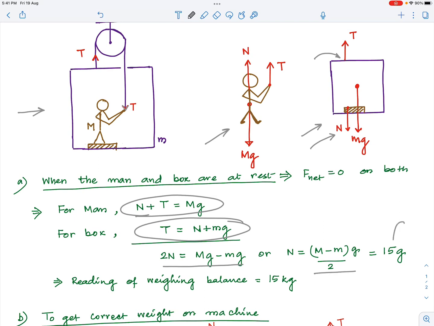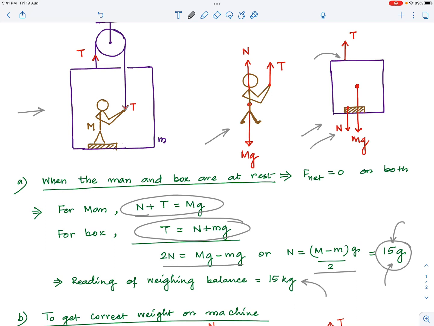I have substituted the values of capital M and small m given in the question to get this value for the normal reaction exerted by the weighing balance. And understand that when the weighing balance shows you a certain reading, it is according to the force, the normal reaction, that it creates on the body kept over it. So if the weighing balance is reading a normal reaction of 15 g, the corresponding weight of the man that it will show on the scale will be 15 kg, right?